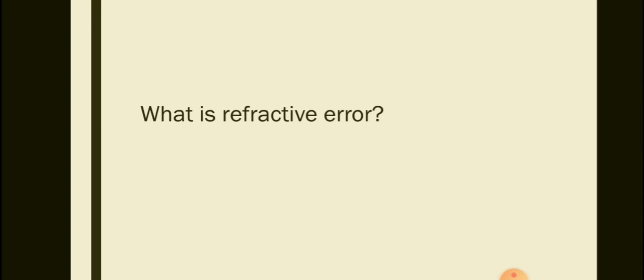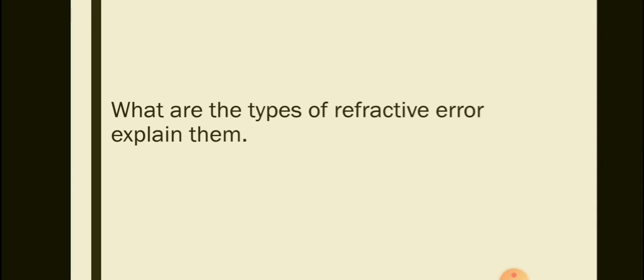Refractive error is the condition when our eye is unable to focus the light rays properly on the retina, so that the light rays focus in front of the retina or behind the retina. That is known as refractive error. So what are the types of refractive error? There are three types of refractive error: myopia, hypermetropia, astigmatism.